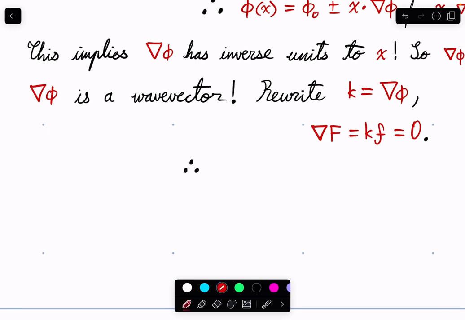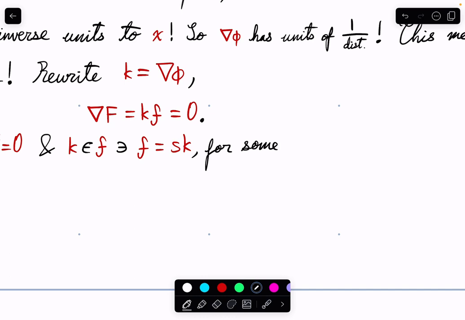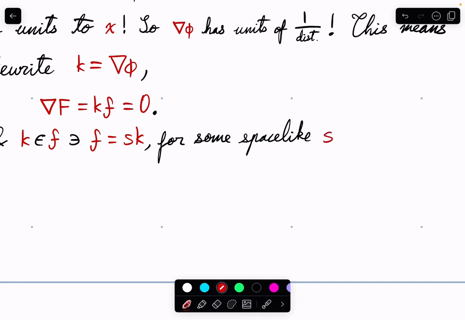Therefore, this k is nilpotent, and k, let's say it this way, k is an element of this bivector f, which means, such that f is equal to sk for some spacelike S, and it's orthogonal, so S dot k is equal to 0.